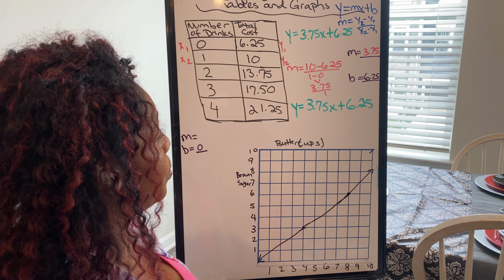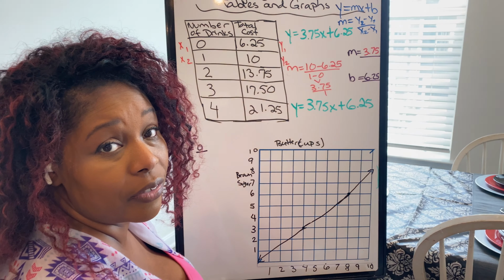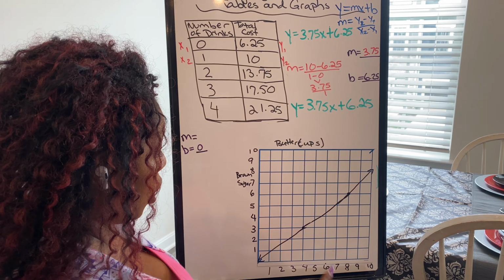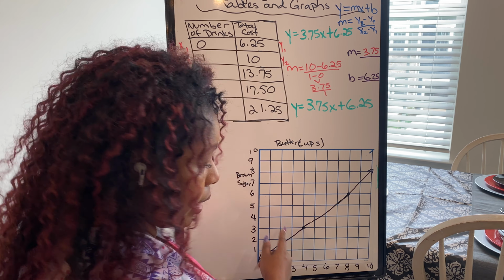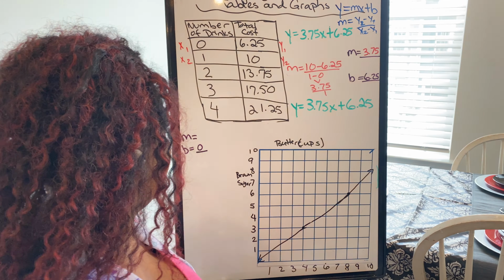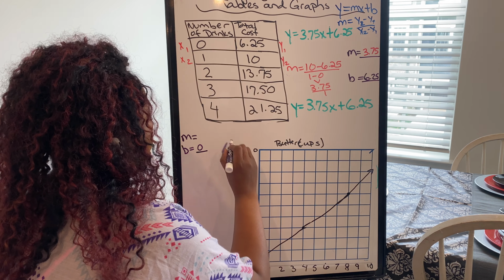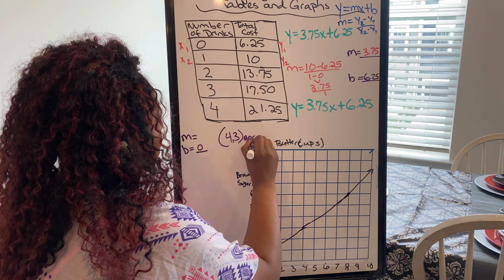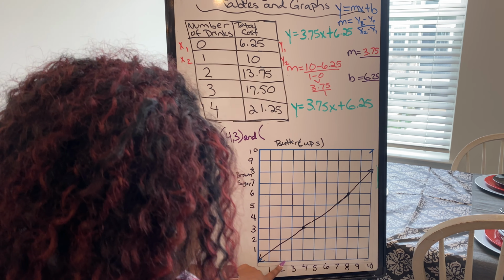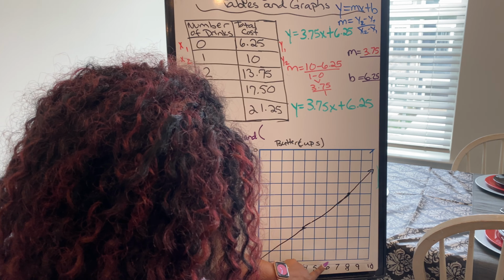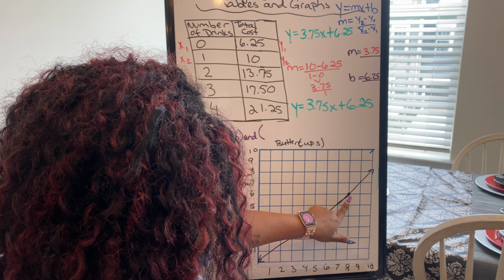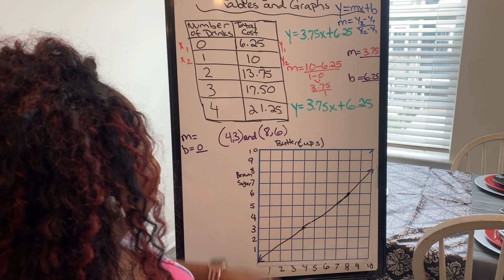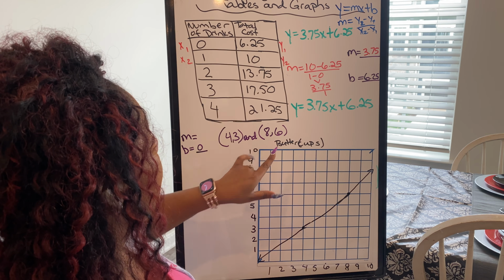We need to find out what our slope is. We're going to do the exact same thing we did up here for the table. We're going to do that down here. So I already marked our points. Our points are 4 and 3. So let's write our points here. We have 4, 3. We also have 8 and 6. So those are the 2 points we have to work with.